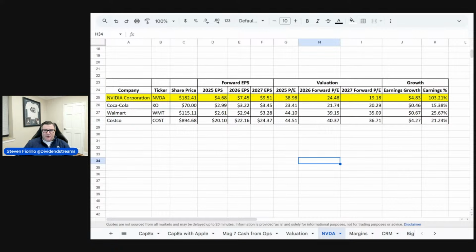Costco is trading at 36.5 times 2027 earnings while NVIDIA trades under 20 times. What are we doing? It doesn't make any sense. Maybe I am stupid, but I thought that we were supposed to be paying a good value for forward growth. Is that not what we were supposed to be doing as investors?